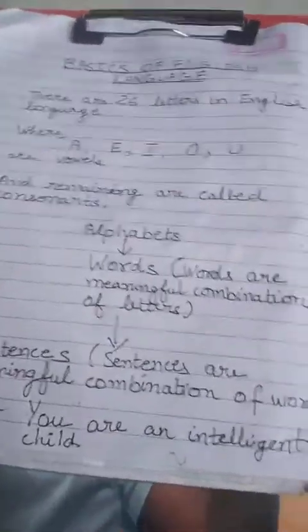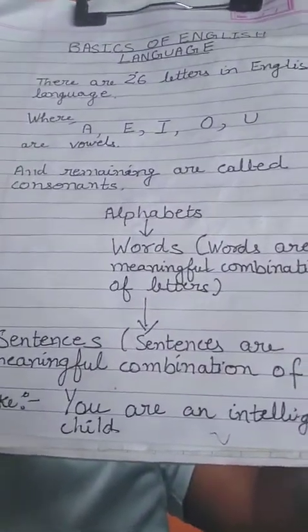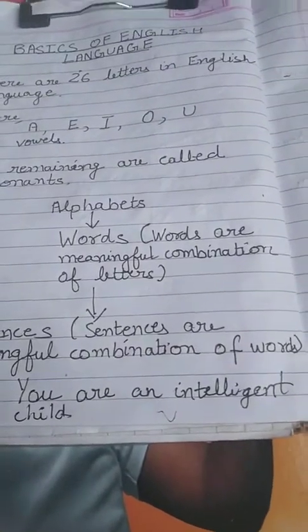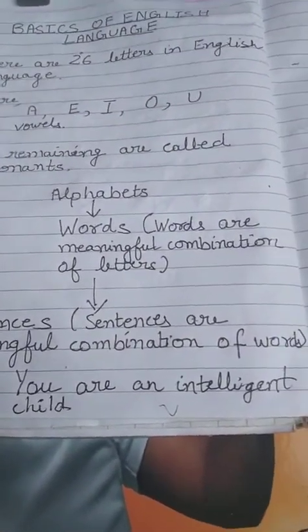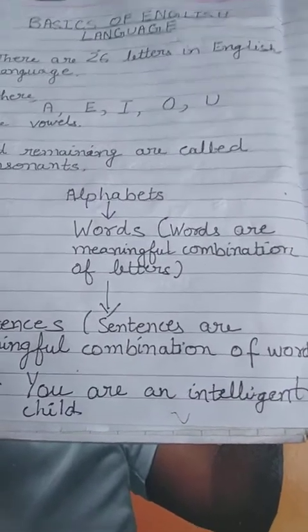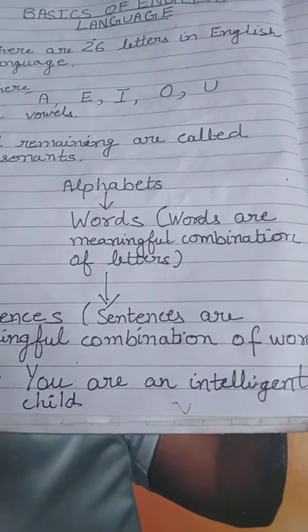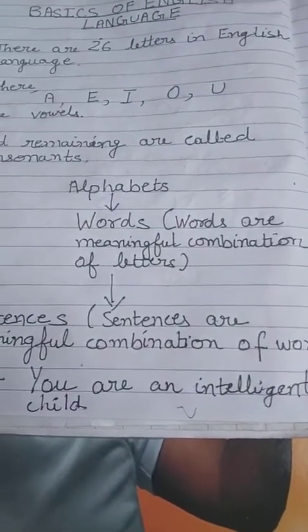Now come to the homework part of the sentences. Children, frame 5 sentences of each kind of sentence at home. In the next class, we will be learning about the parts of sentences. Thank you.